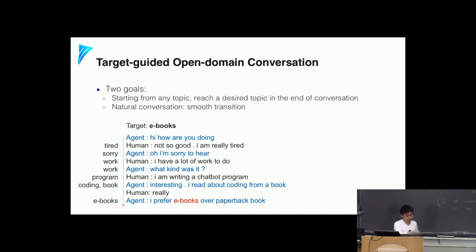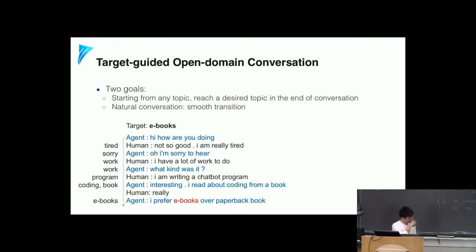And we can see there is a very clear backbone of topics throughout this conversation. First, the keyword is tired, and sorry, and it's about work. And then program. And at this point, the agent can capture this chance. It directs the topic to coding and further to book, right? Book is certainly closer to ebooks, closer to this target. And then in the end, the agent translates the topic from books to ebooks.